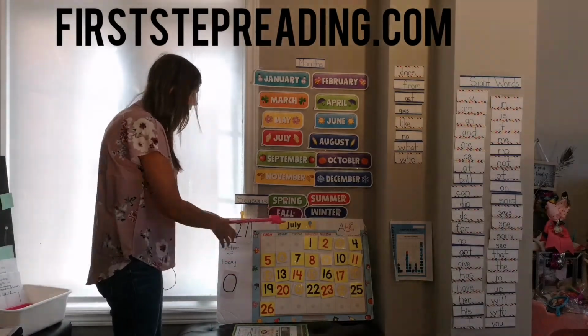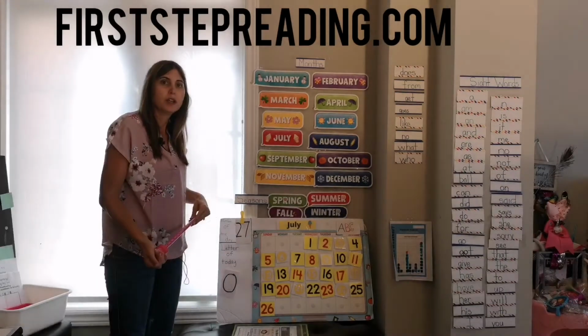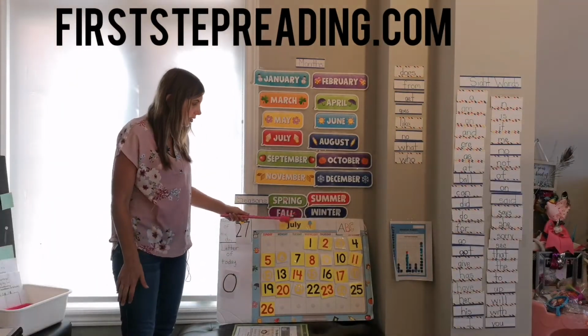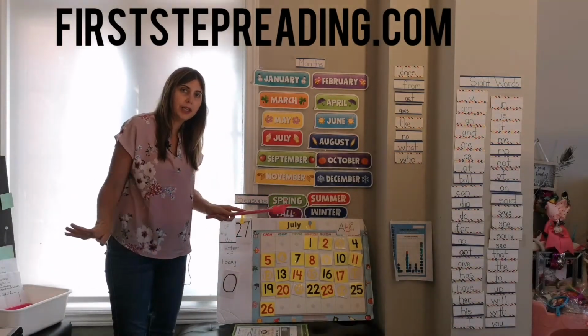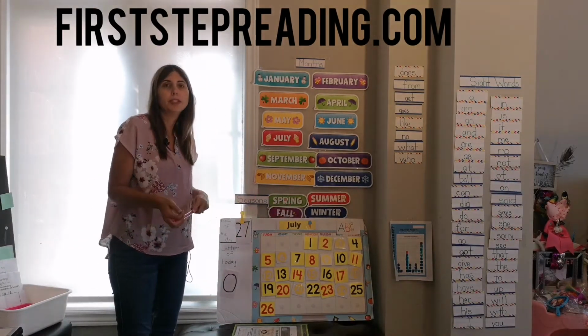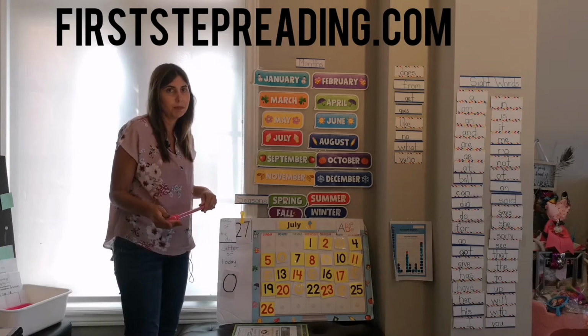For this video, today is July 27th, so you can have an adult print the sentence that goes with July 27th. You can watch this video on any day. The date is not important, it's just used as an example.